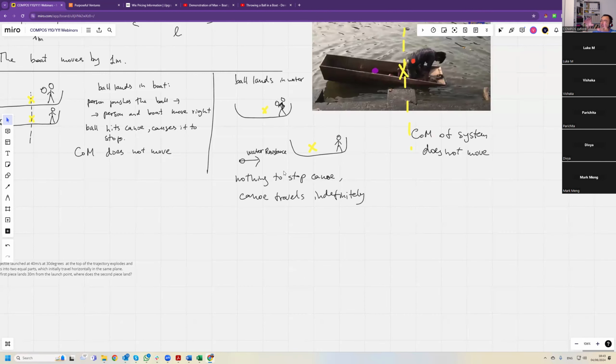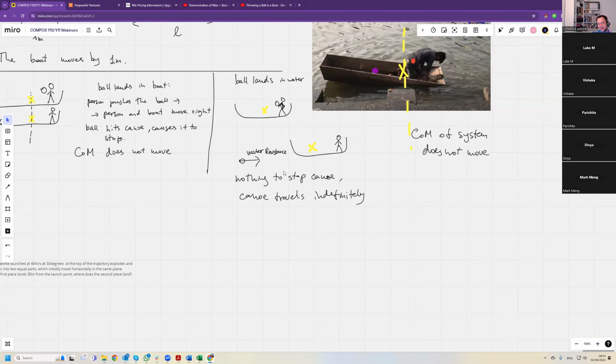If there was no water resistance, the ball would keep moving indefinitely. And that makes perfect sense. If you throw a ball, the ball moves one way, you move the other way. But the ball hits the water, so there's an overall change in momentum because of that water resistance force that causes the boat to stop. If you were on a frictionless surface, you would throw the ball and you would move forever, and the ball would move forever. But because there's something to stop the ball, well, the ball stops.